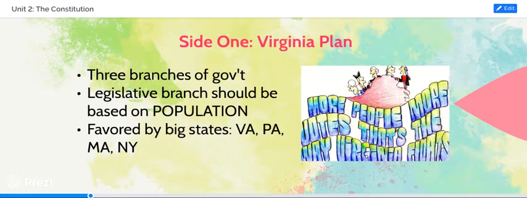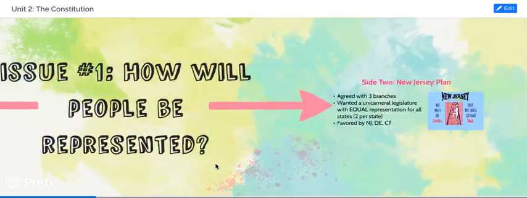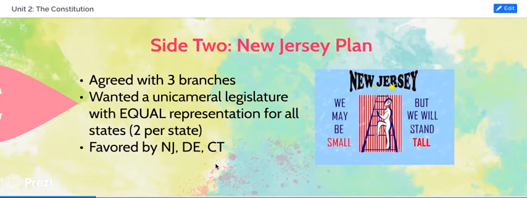Okay, so small states are like, oh, no, no, no, no, that's not how this works. We get that you have more people, but that does not mean that you can squash our voices. Okay, big states like Virginia, Pennsylvania, Massachusetts, and New York, all about this because they're like, yes, we get more power, let's do this. Okay, and the little states clap back and are like, no.